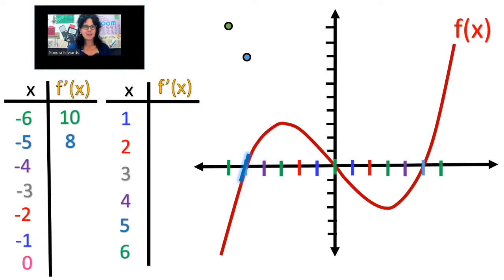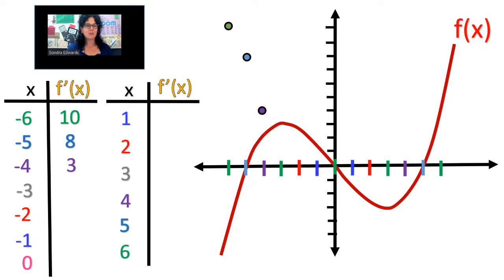Then at negative 4, if I go to negative 4 on the f of x function, I ask, what's the slope of the tangent at negative 4? This one is still going uphill, so it's a positive slope, but it's not as steep as the ones that came before it. I'm going to say that's about 3. So I'm going to plot the point negative 4, 3. That's another point on our f prime of x.